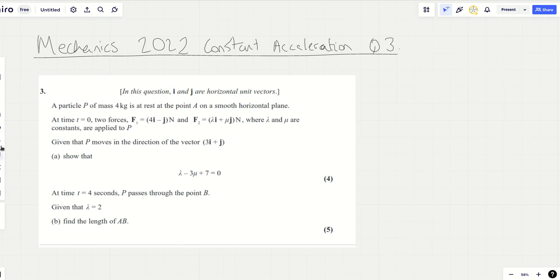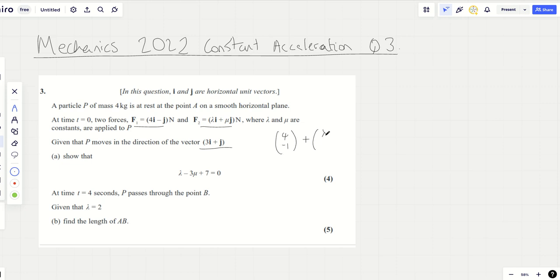So, what have we got here? Well, we've got two forces. We don't know this one, but they're applied to P, yeah? And that means that it would be really nice to find a resultant of these two forces because we know the direction it moves in, and the direction it moves in will be parallel, naturally, to the resultant of the two forces. So we've got (4, -1).